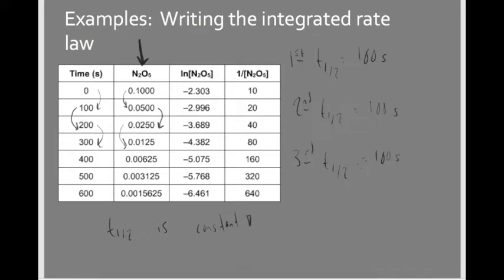And if my half-life is constant, what does that tell me? That tells me right away that the reaction is first order. In other words, if I did take the time to graph all this, time versus concentration, time versus natural log, time versus 1 over concentration, I know that the natural log data would give me a straight line. I figured that out just by looking at the half-lives and remembering that for a first order reaction, the half-life does not change. Okay? So my half-life is 100 seconds.